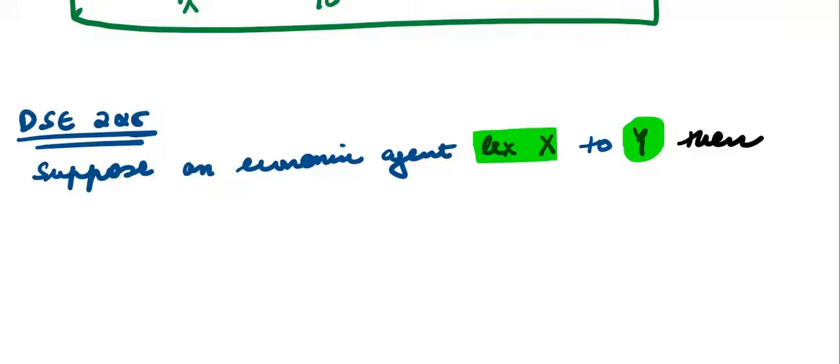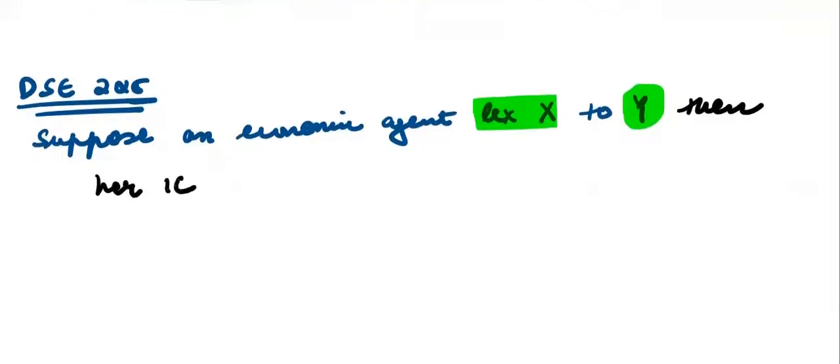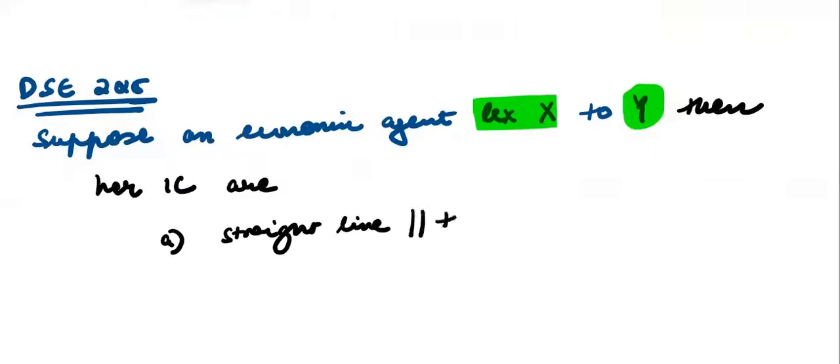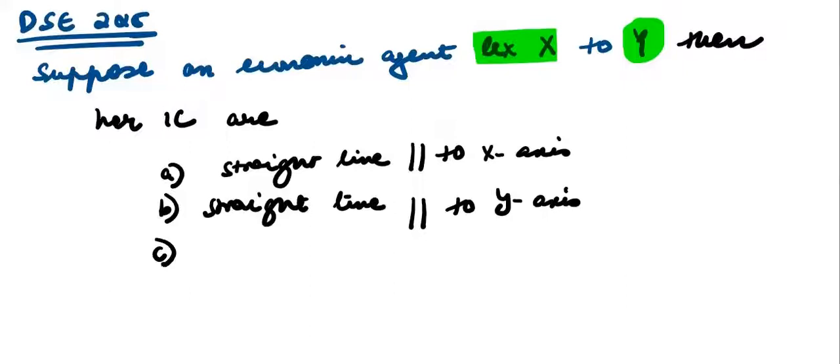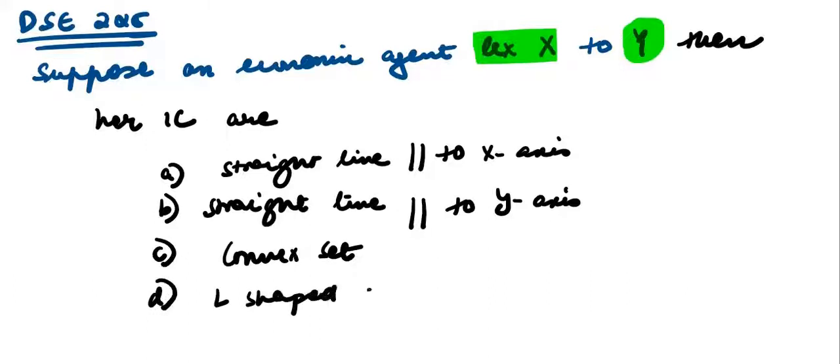Then her indifference curves are: A, a straight line parallel to the x-axis. B, a straight line parallel to the y-axis. I want you to try this first because you should be clear with the concept of lexicographic preferences. C, convex set. And D, an L-shaped curve. First, give it a try, then I will tell you how to solve this. Please give it a try. Take a minute.